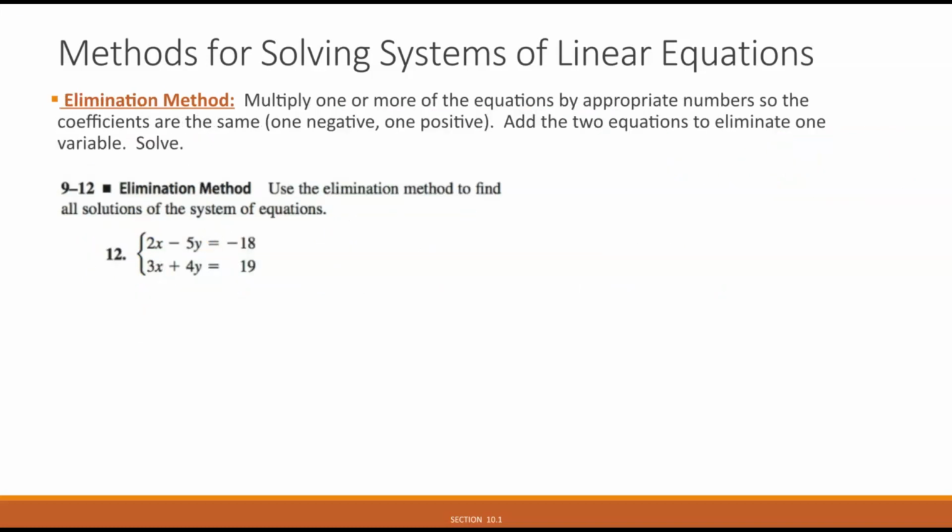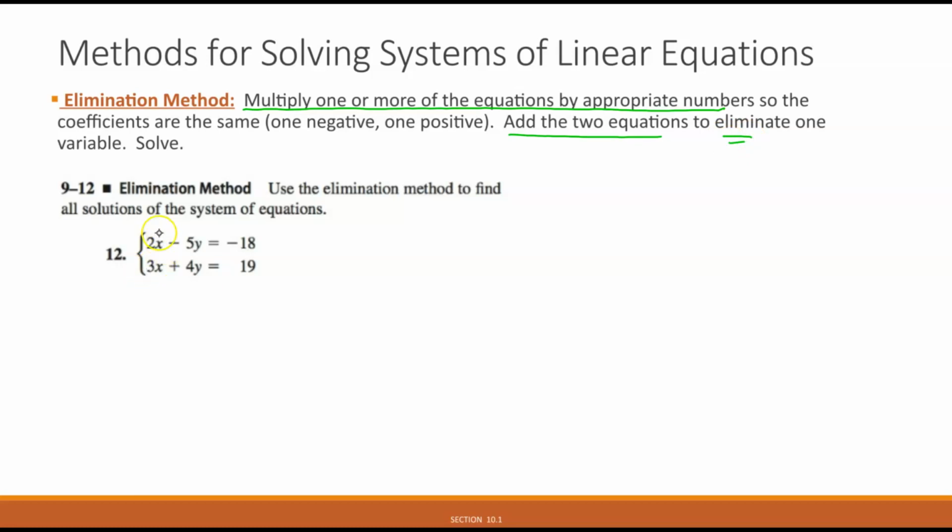The methods for solving are substitution, which we just saw. Now we're going to do an example for elimination, and then we'll move on to the graphical method. Okay, in elimination, we multiply one or more of the equations by an appropriate number so that the coefficients are the same, one negative, one positive. Then we add the two equations together, eliminating a variable.